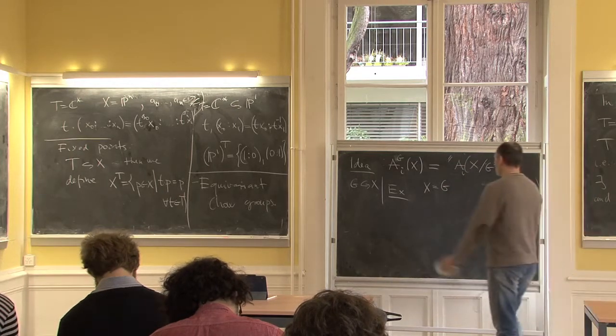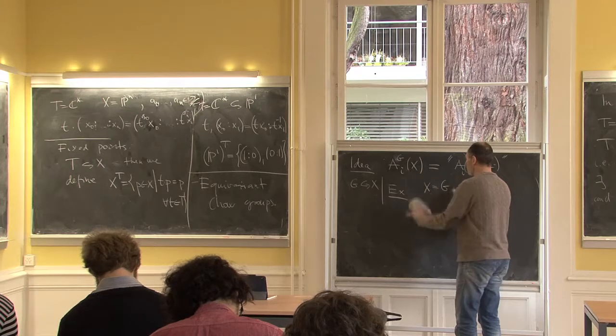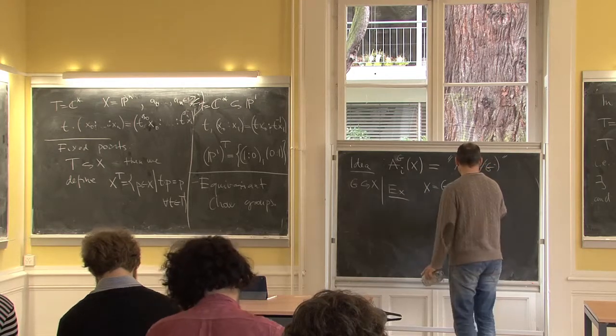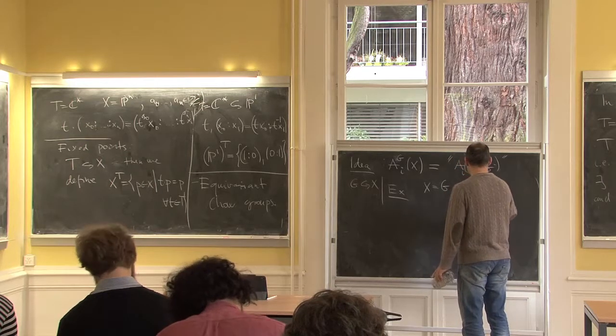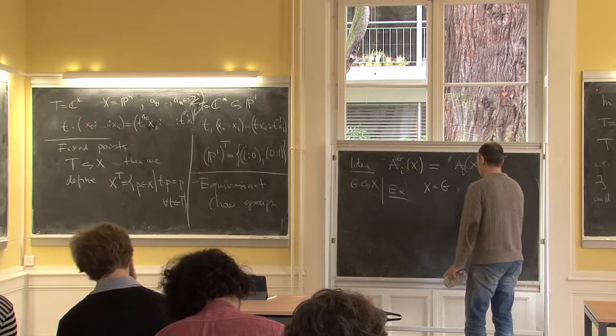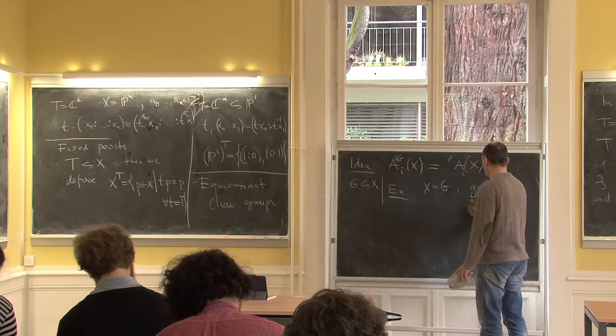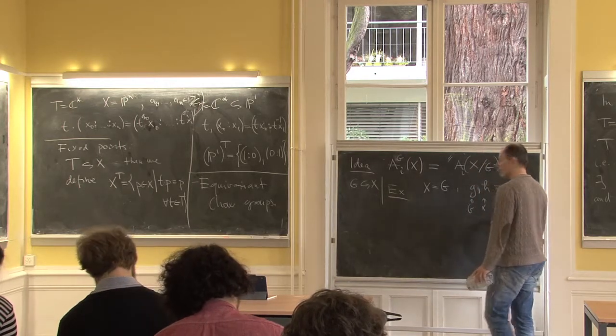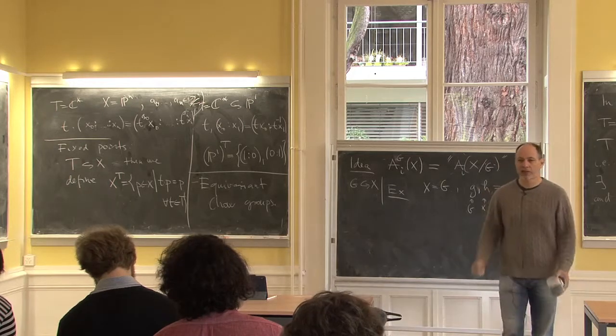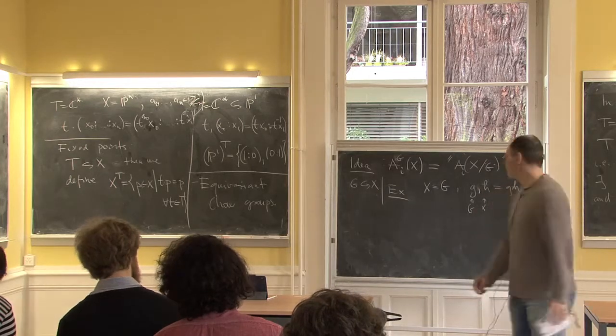So the example when X is G and the action is just the product. So you take G acting on some element H. So this is now in the group and this is now in X, and it's just GH. Okay, so there's an obvious action when a group acts on itself.